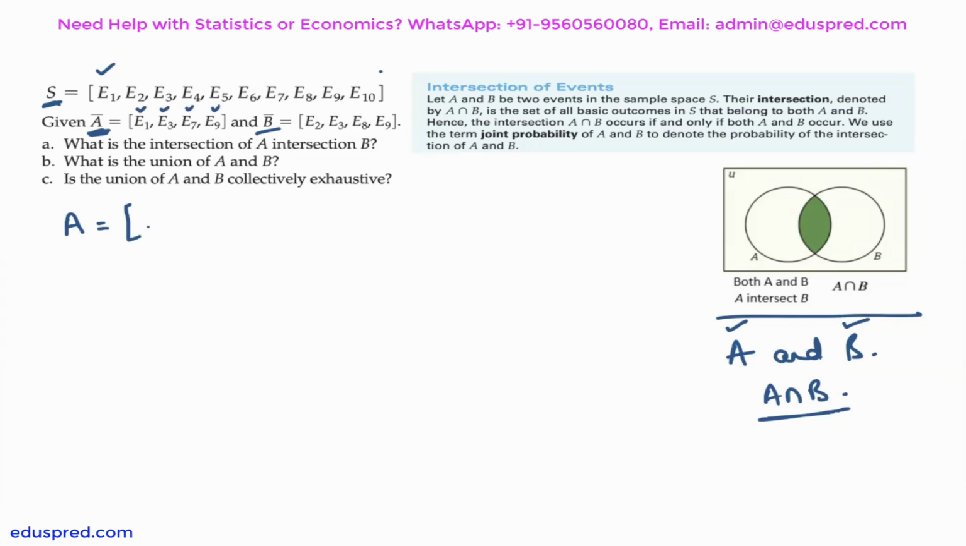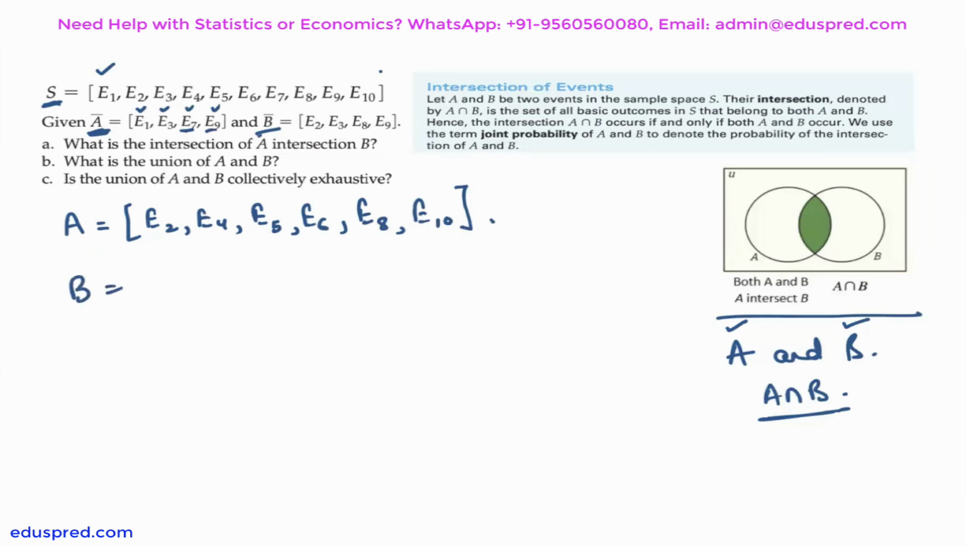So let's see what will be those outcomes. E1 will not be there, we'll get E2, E3 will not be there, we'll get E4, then E5, then E6, again E7 will not be there. So we'll get E8, E9 will not be there and we get E10. So this is how we can define the event A.